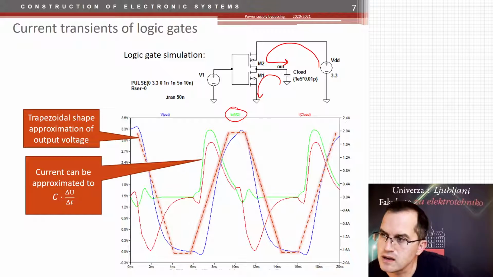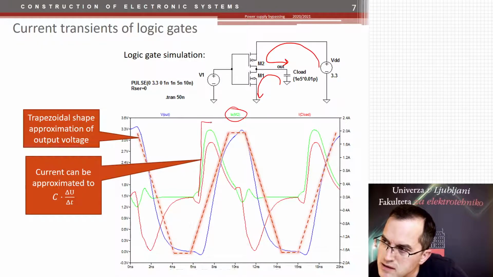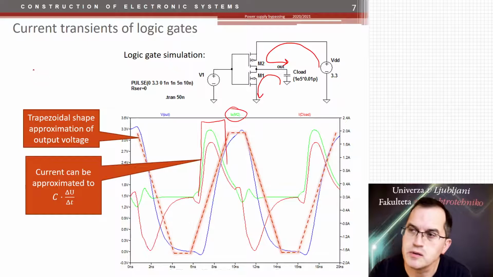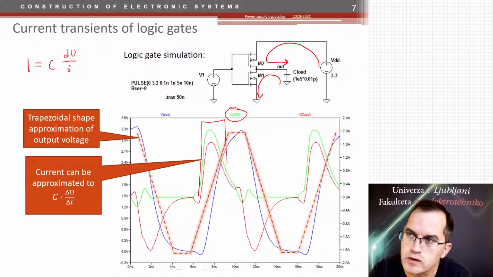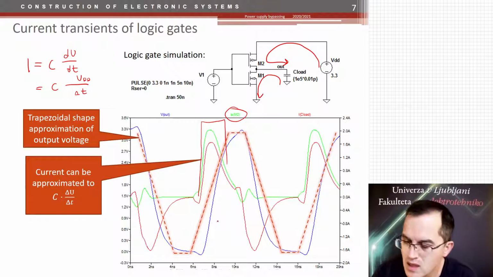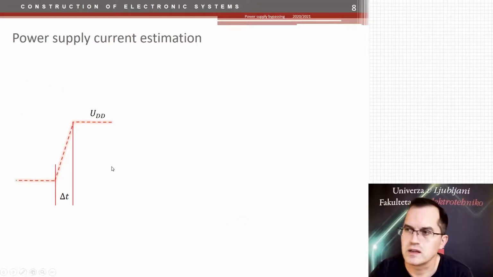So actually we can approximate this green as a square shape current with the value of C du over dt. Why is that so? The current through the capacitor is C du over dt, but if the voltage changes linearly, then it is equal to the delta U. The delta U is actually the power supply voltage divided by the time in which it changes from 0 to maximum. And actually that's what I did.